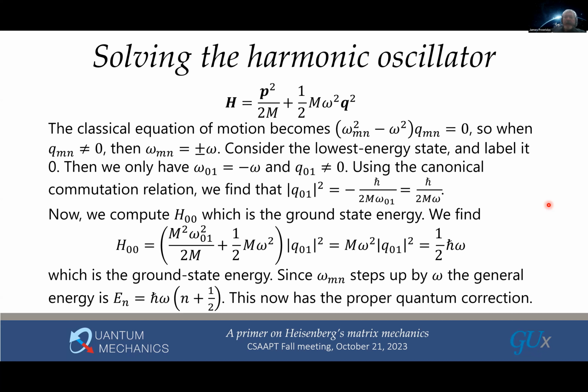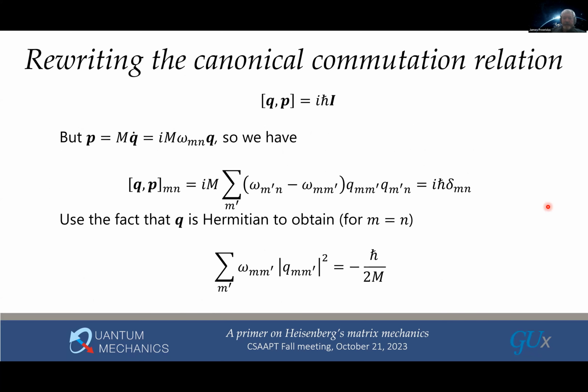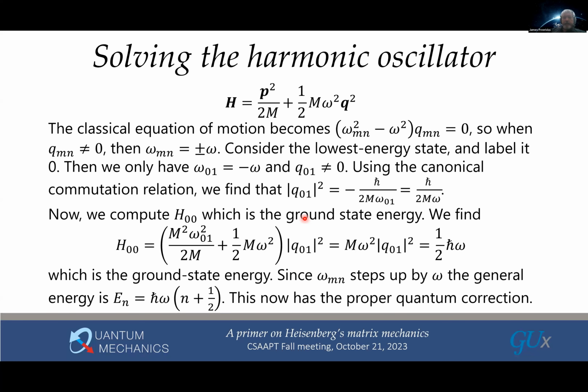All right, so now if I come back to the previous relation and I recognize that m is 0 and only m prime equals 1 is non-zero, this is one term. So I can solve for this guy. So we learned q 0,1 squared is minus h bar over 2m omega 0,1. Don't let the minus sign fool you. Omega 0,1 is negative, so we can rewrite that as h bar over 2m omega. All right? Now, we can compute H 0,0. We just take the 0,0 matrix element of this.